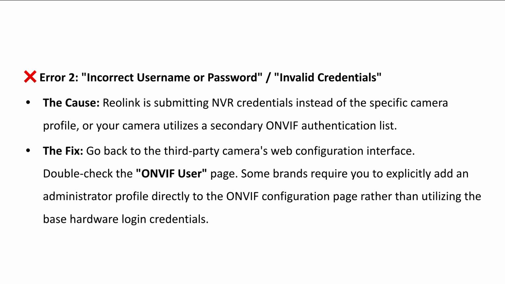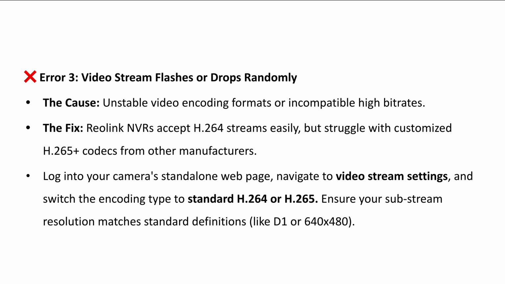base hardware login credentials. Error 3 is video stream flashing or dropping randomly. The cause is an unstable video encoding format or an incompatible high bitrate. The fix is: Reolink NVRs accept H.264 streams easily, but struggle with customized H.265 codecs from other manufacturers.